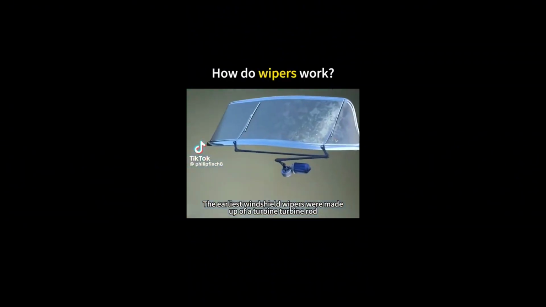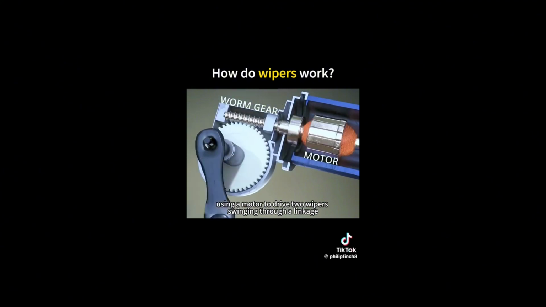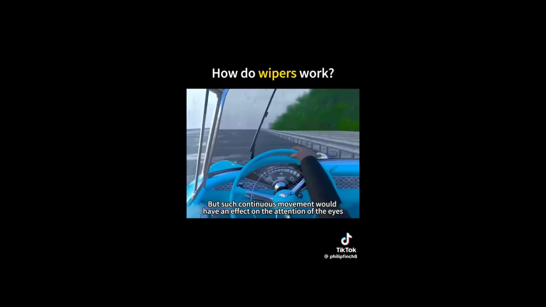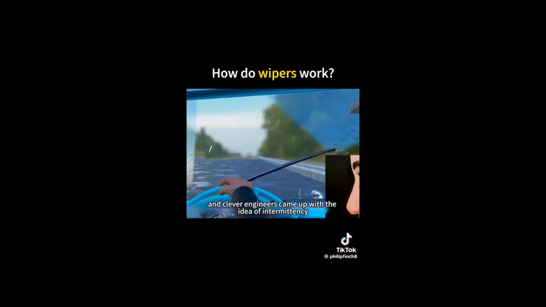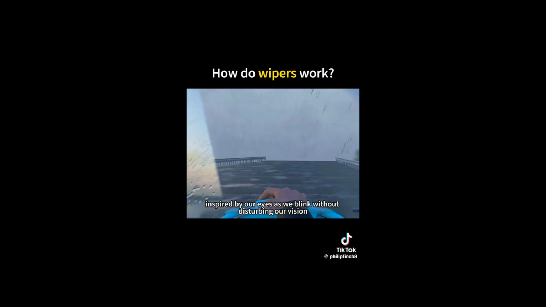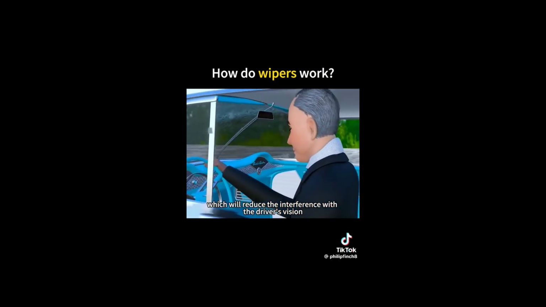The earliest windshield wipers were made up of a turbine rod using a motor to drive two wipers swinging through a linkage. But such continuous movement would have an effect on the attention of the eyes, and clever engineers came up with the idea of intermittency, inspired by our eyes as we blink without disturbing our vision. Wipers take a break after each job, which will reduce the interference with the driver's vision.